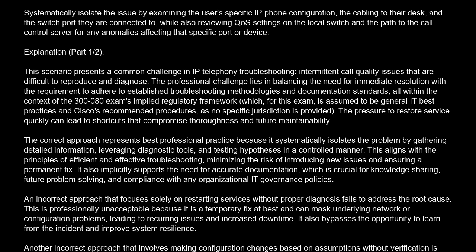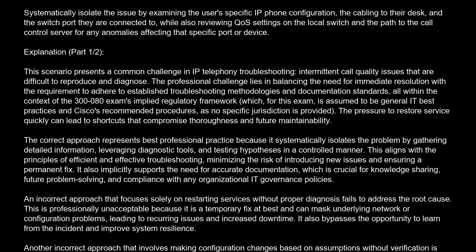As no specific jurisdiction is provided, pressure to restore service quickly can lead to shortcuts that compromise thoroughness and future maintainability. The correct approach represents best professional practice because it systematically isolates the problem by gathering detailed information, leveraging diagnostic tools, and testing hypotheses in a controlled manner. This aligns with the principles of efficient and effective troubleshooting, minimizing the risk of introducing new issues and ensuring a permanent fix. It also implicitly supports the need for accurate documentation, which is crucial for knowledge sharing, future problem solving, and compliance with any organizational IT governance policies.